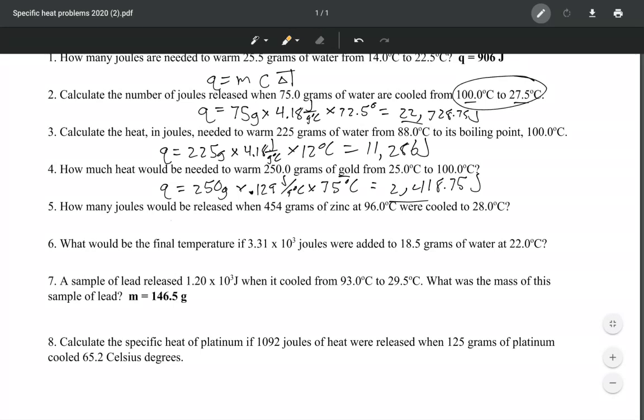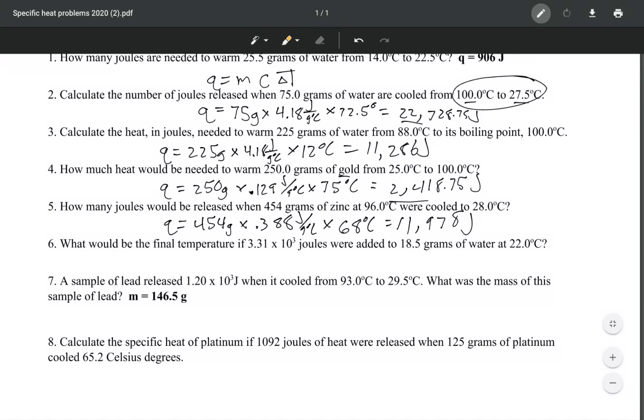In problem number 5, we're working with 454 grams of zinc, which has a specific heat of 0.388 joules per gram degree Celsius. And if we're going from 96 down to 28 degrees, the difference in that is 68 degrees. So we multiply that out, and we get 11,978 joules.